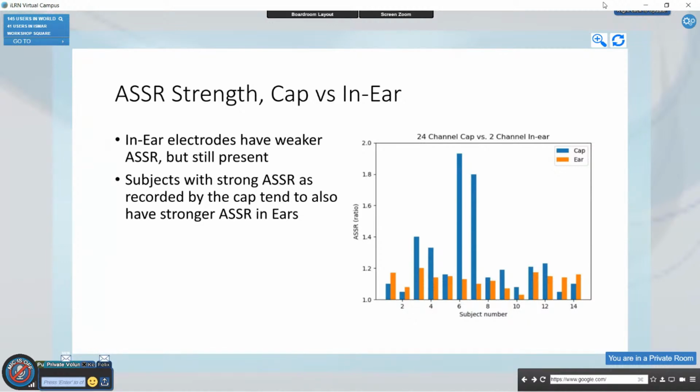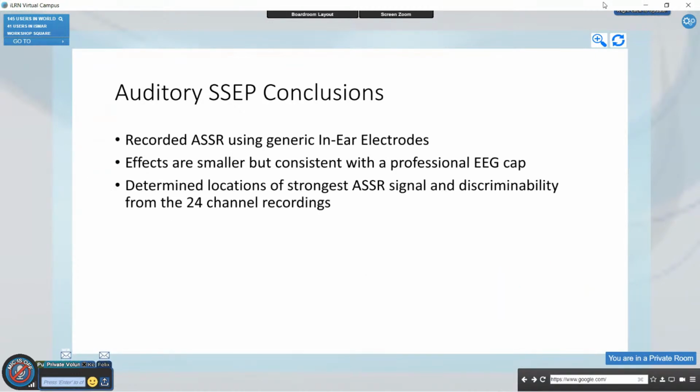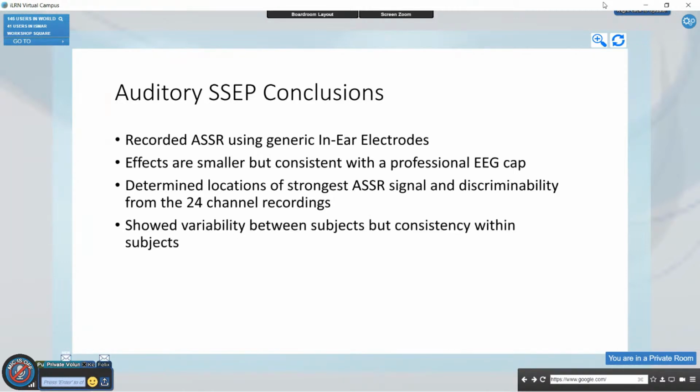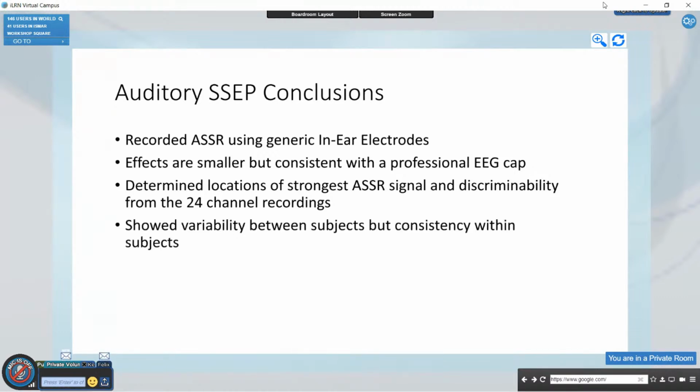But there's still something here, right? The ratio is above 1, so there's something going on. And we also compared some of what we found there to the 24-channel recordings, and I can go into this in more detail offline.